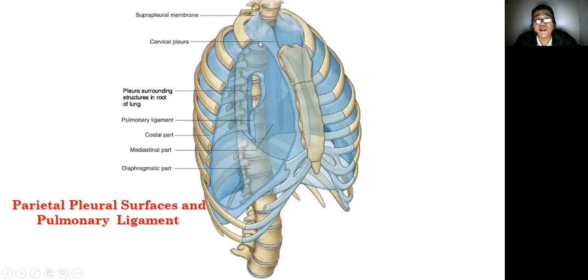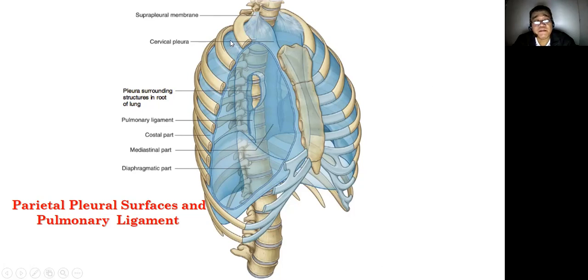Now, the pleural cavity is actually lined by a thin serous membrane known as the parietal pleura, this one. This is the parietal pleura. Now, the parietal pleura has different surfaces depending on what part of the pleural cavity that it lines.